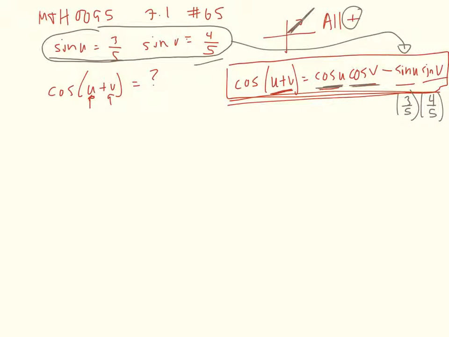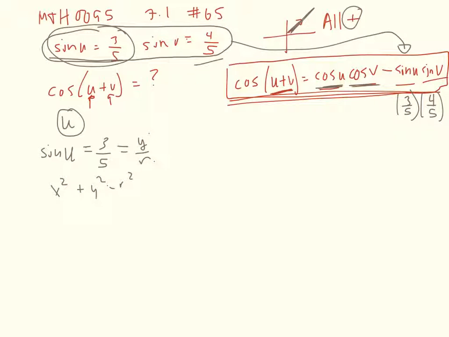But my problem now is that I don't know what cos U or cos V are. However, if they tell me this information, for example, let's look at angle U. They tell me that the sine of angle U is 3/5. Well, that gives me quite a bit of information about that angle, because I know that sine is y over r, and if I know what y and r are, then I should be able to find x, right?